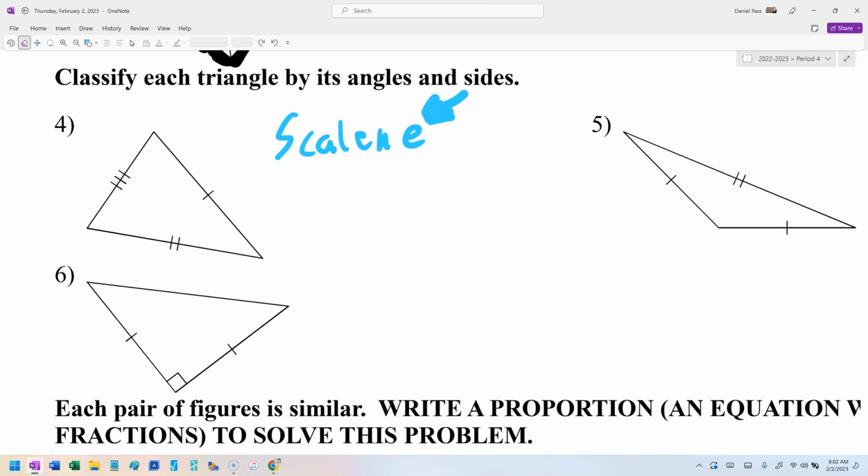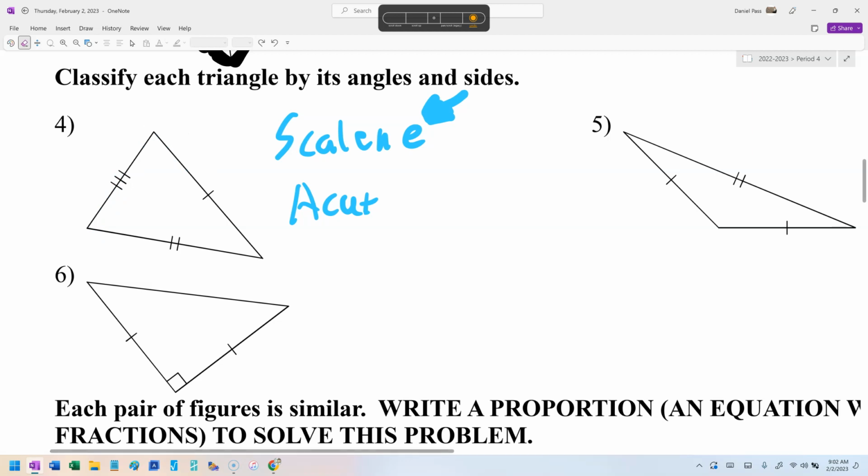And the other one? Acute angles. Acute. Because they're all smaller than 90. Like this one right here is the biggest one, and it's not even 90. Okay. Excellent job, Koi.